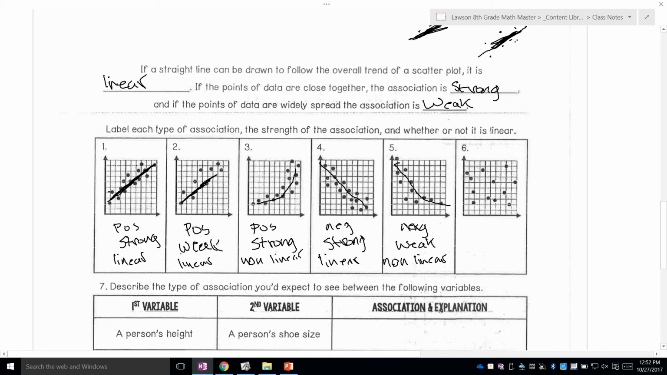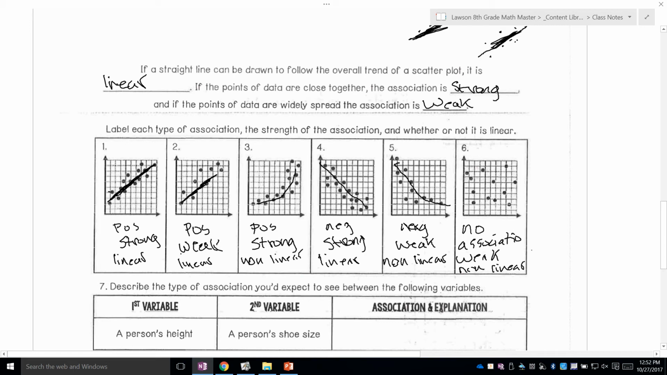Very good. And then this last one, if you look, I couldn't draw a line anywhere. So I'm going to say that there is no association. It's very weak because I can't tell anything about it. And then it's going to be non-linear because it does not create a straight line.